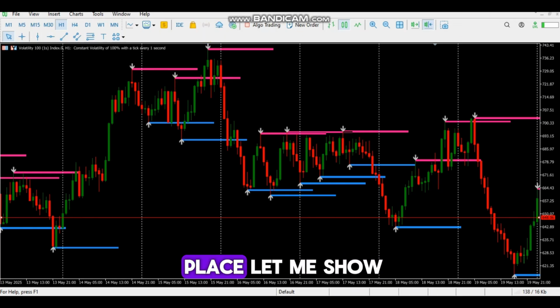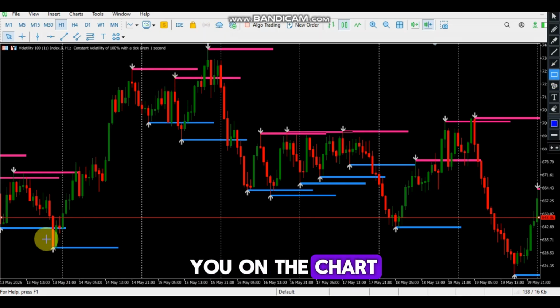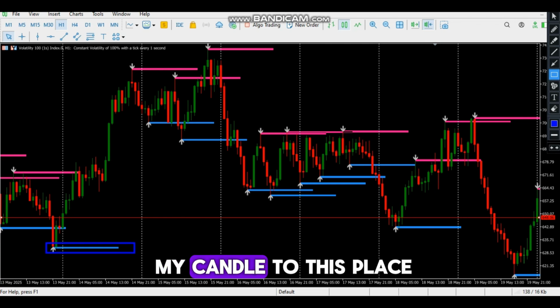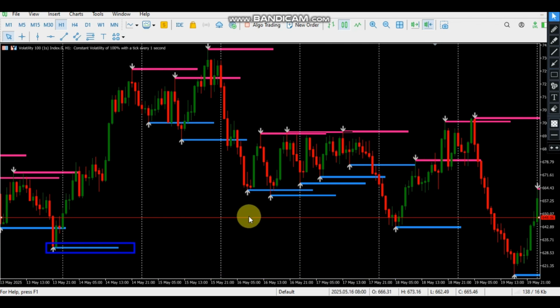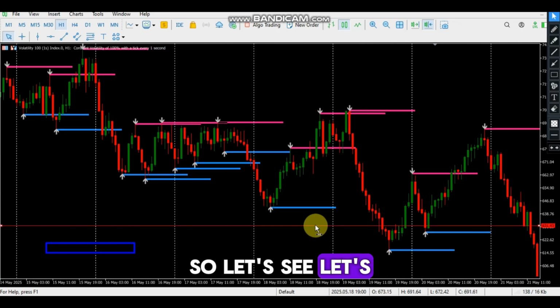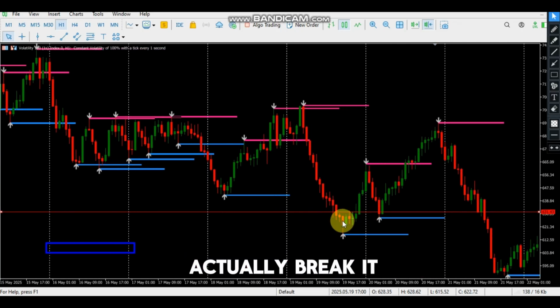So let's mark this place. Let me show you on the chart. We are making use of this one after it breaks this one, and we're looking for our buy back. So let me move my candle to this place and let's see what's happening. Can you see it actually broke it?